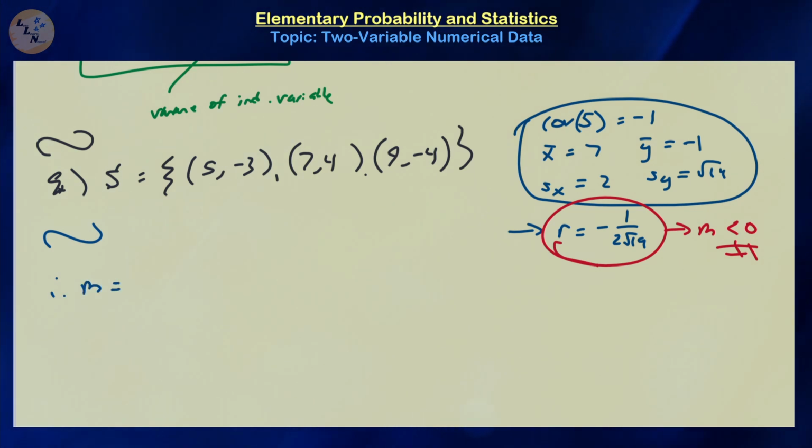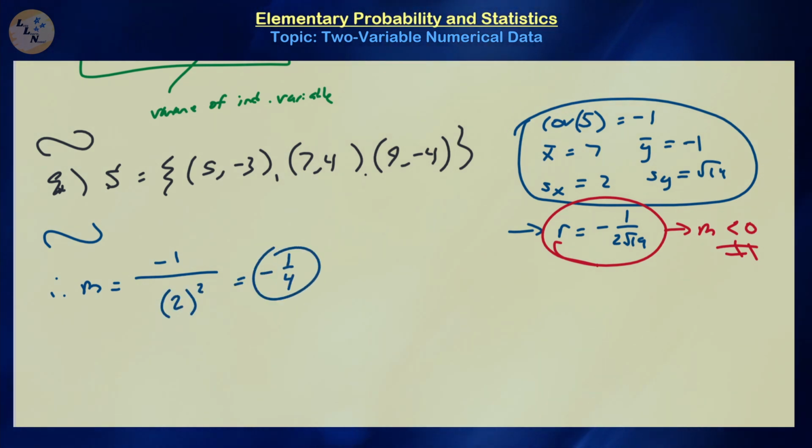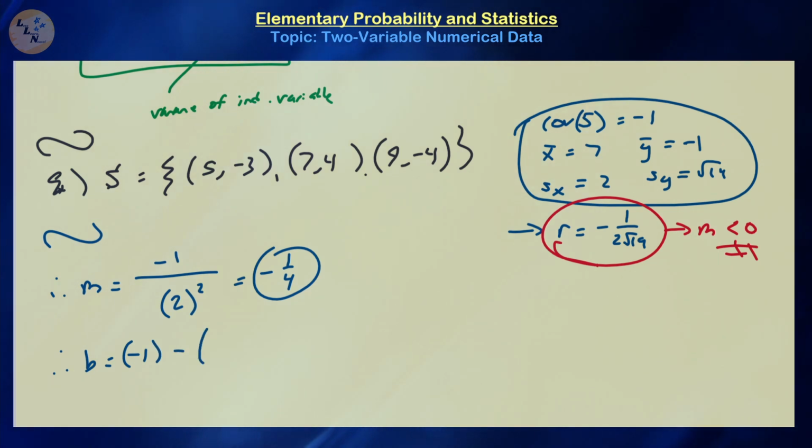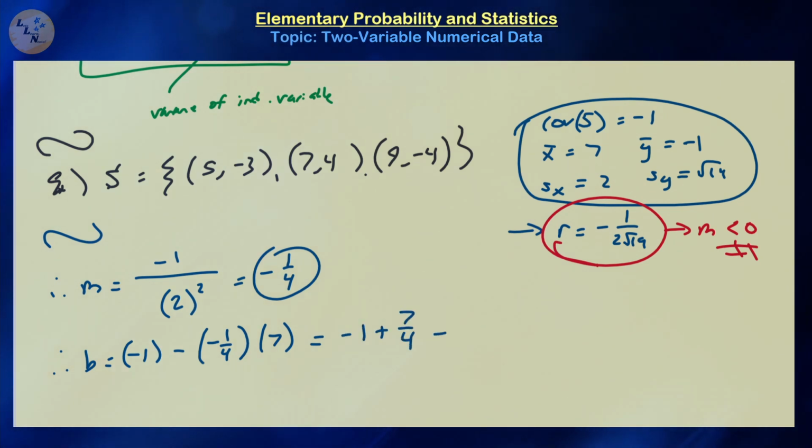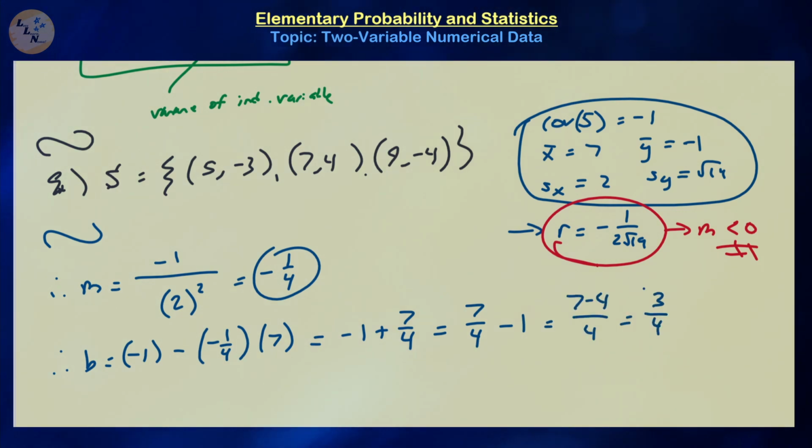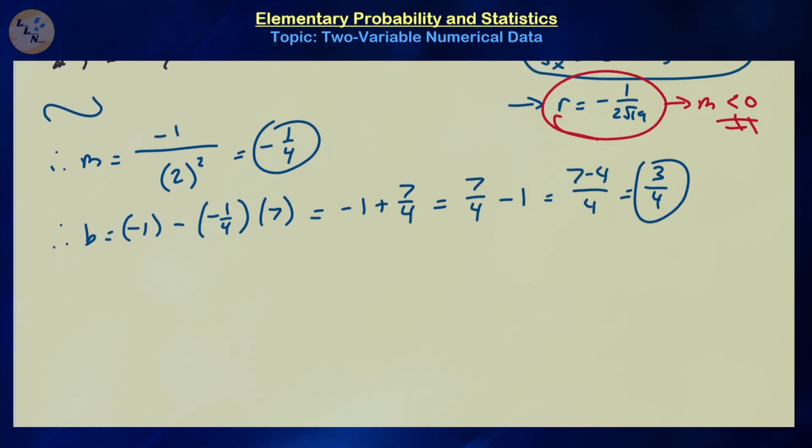So m is going to be equal to the covariance divided by the variance of x. The standard deviation of x is 2, and once we square that, this is going to give us -1/4. And the y-intercept b is going to be y bar minus m x bar. So that's going to be equal to -1 plus 7 over 4, which is 7 over 4 minus 1, which is 7 minus 4 over 4, which is equal to 3/4. So that is going to be the vertical intercept.